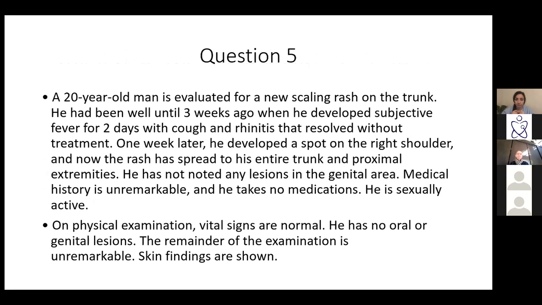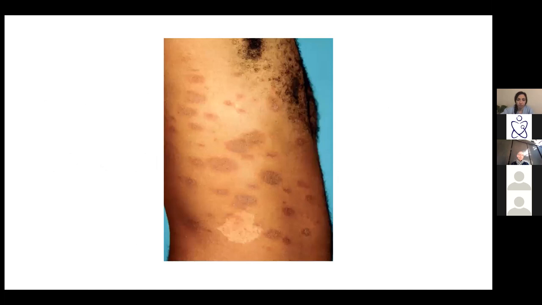So we have a 20-year-old gentleman with a new scaling rash on the trunk. He's been well until 3 weeks ago. He had subjective fever for 2 days, cough, and rhinitis that resolved. Then a week later, so 2 weeks after he had symptoms, he had a spot on his right shoulder. Now the rash has spread to his entire trunk and proximal extremities. No genital lesions. Past medical history is unremarkable, takes no meds, and is sexually active. On physical exam, vital signs are normal, no oral lesions. Otherwise, the exam is unremarkable. And this is just rash.